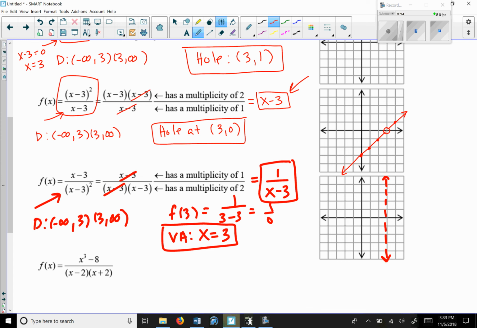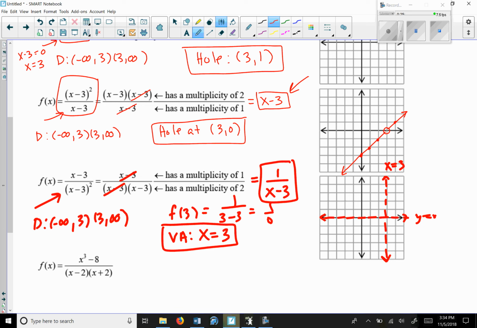If we look at the numerator degree versus denominator degree, you can see the numerator degree is less than the denominator degree, which means we also have a horizontal asymptote at y equals 0, which again we'll talk about tomorrow. And this was x equals 3.